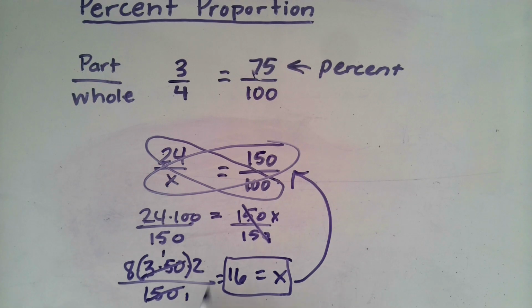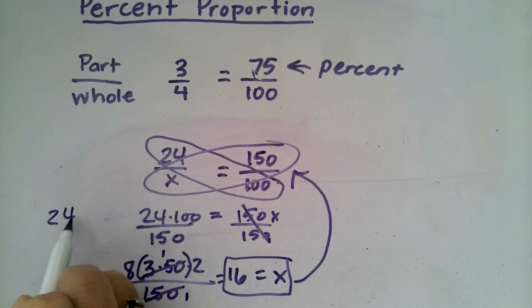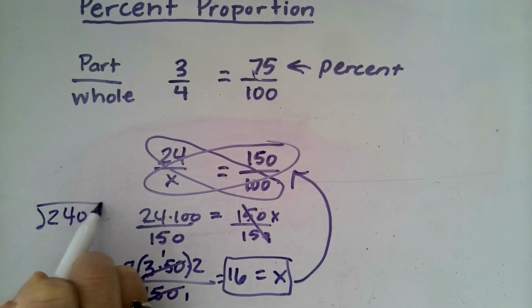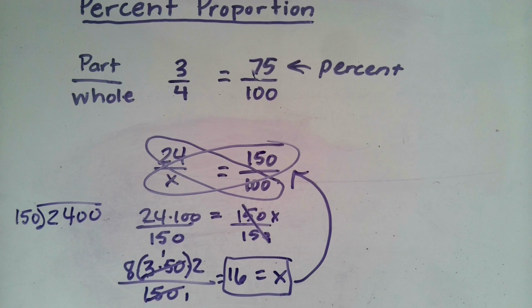Now, if this part is messing you up, you can just crunch the numbers and you could say 2,400 divided by 150 if you wanted to do that. But if you know that you can break it down into factors and then reduce by factoring out a common factor from the top and the bottom, it does save you steps.